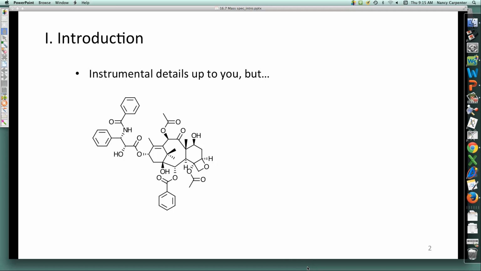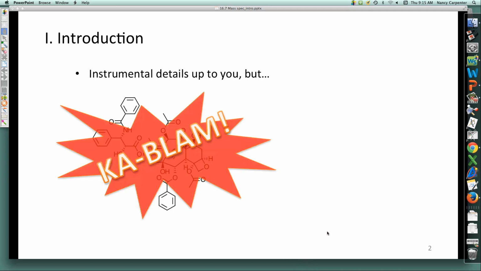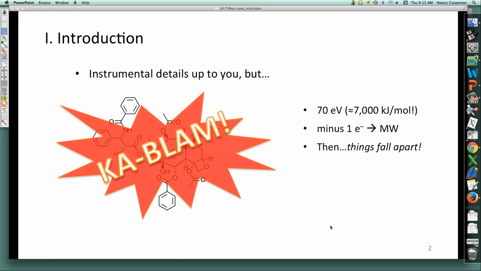That's up to you, but I will highlight the major features by saying you take your molecule, you put it into the mass spectrometer, and kablammy, it is blown into pieces. You're hitting it with a beam of 70 electron volts of electrons. An electron beam, this amounts to almost 7,000 kilojoules per mole. What happens? It knocks an electron out of that molecule.